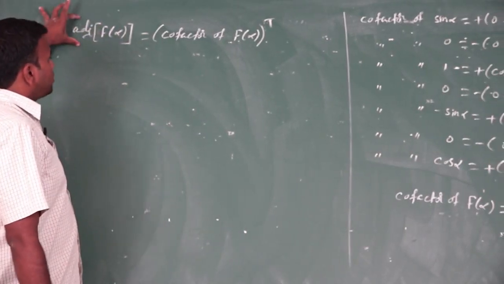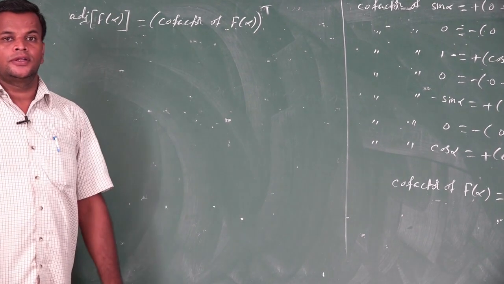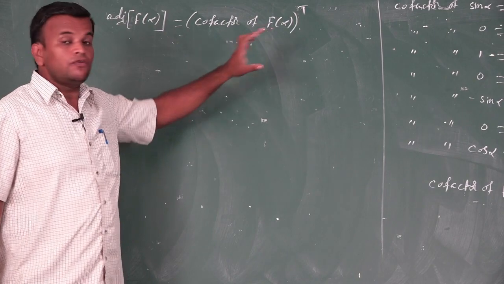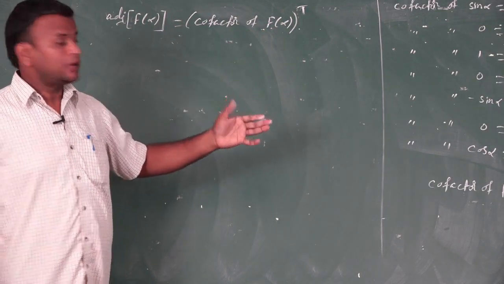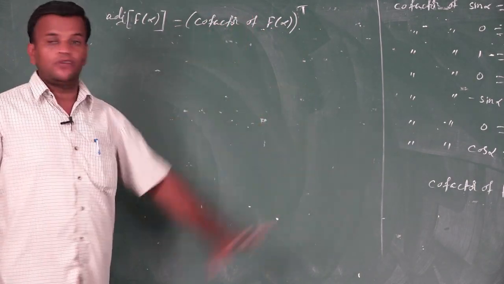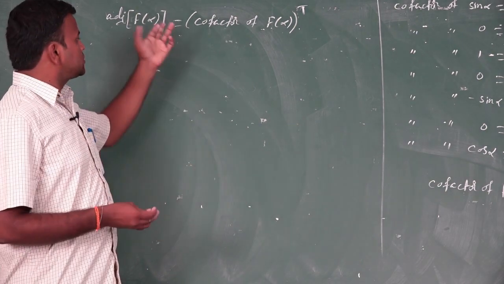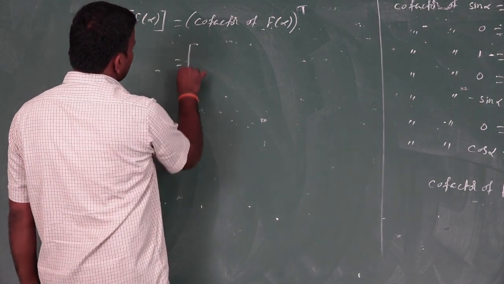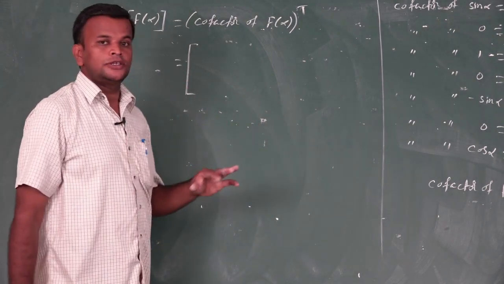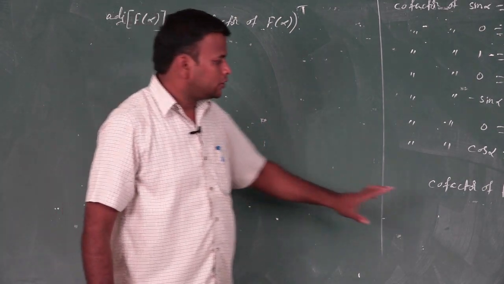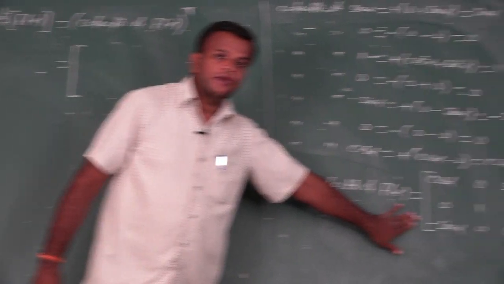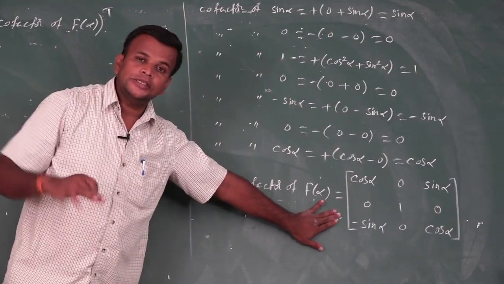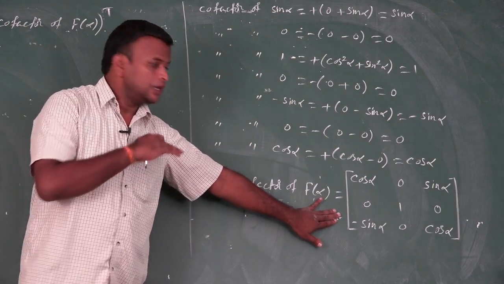Next, we write the formula of adjoint of f of alpha. The formula of adjoint of f of alpha is the transpose of the cofactor of f of alpha. We already found the cofactor of f of alpha, whose transpose is nothing but the adjoint. So directly I transpose the cofactor of f of alpha. It is the value of the cofactor of f of alpha whose transpose is the adjoint.